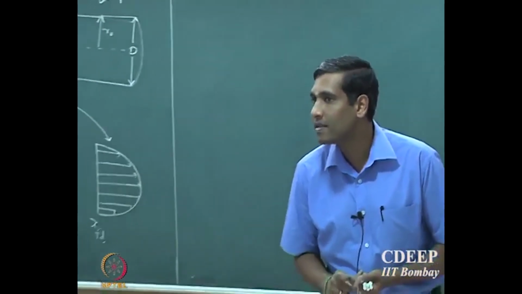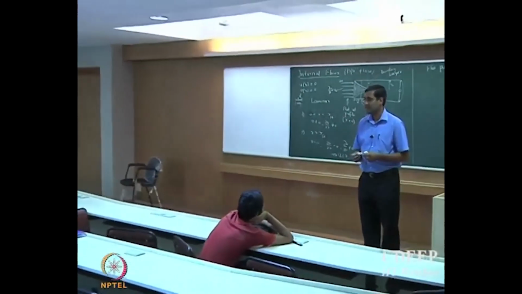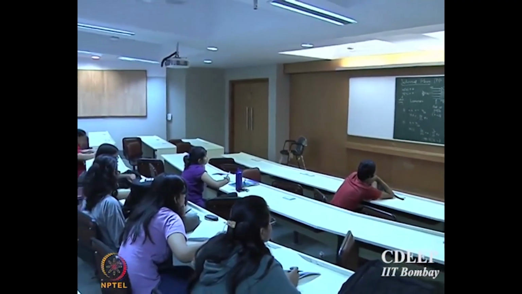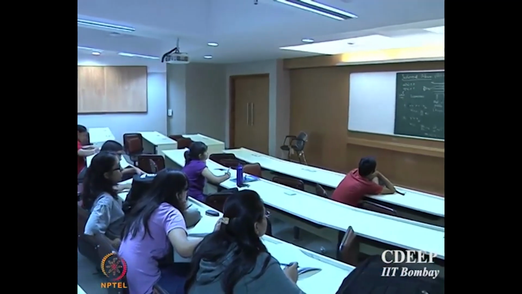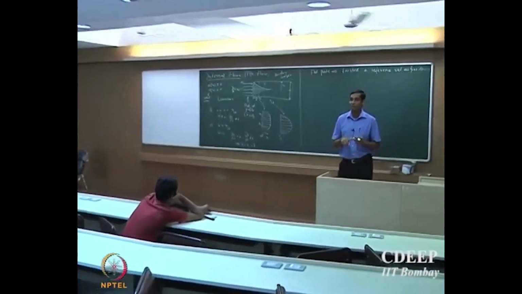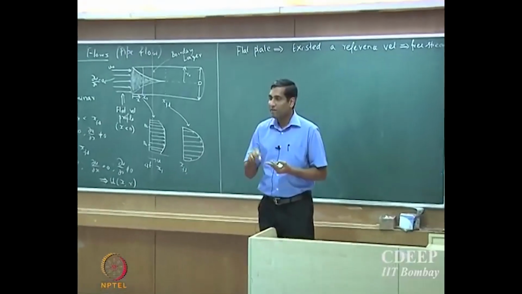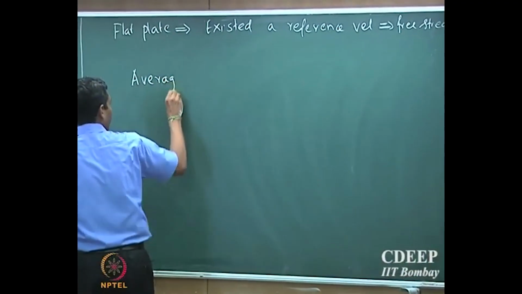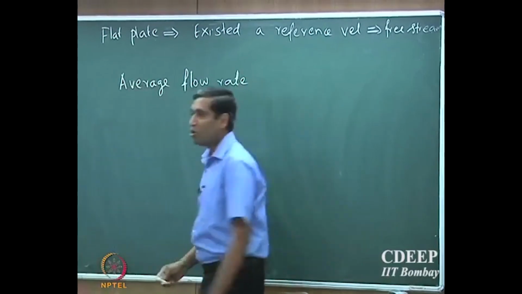Yes, any suggestions? U naught? No, but that's before the pipe, right? So what's the best reference velocity inside the tube? Maximum at the center, okay, that's one possibility. What else? Average. Why average? Because at every cross section we can define an average flow rate. So there are two reasons why it is a good measure.